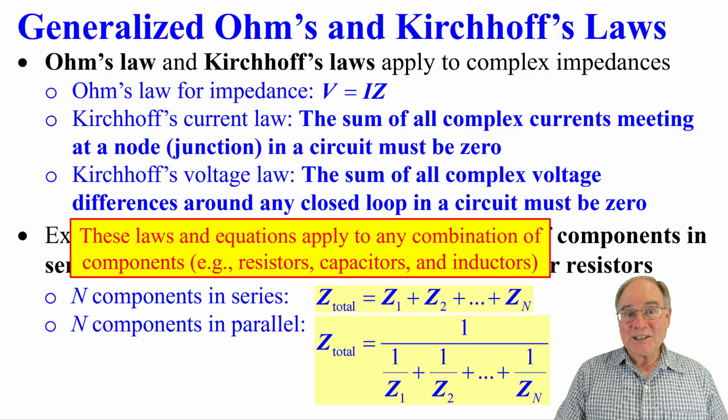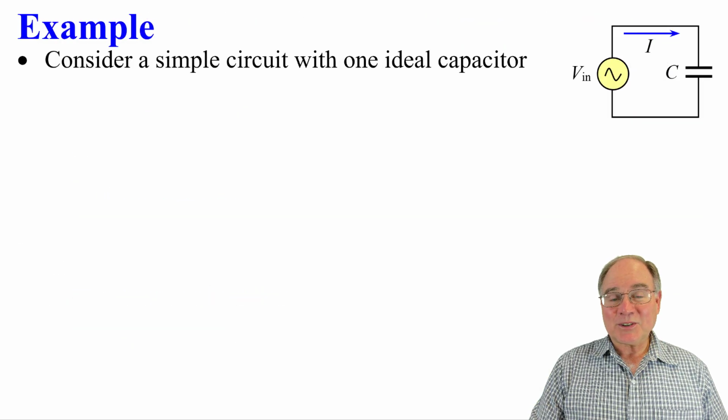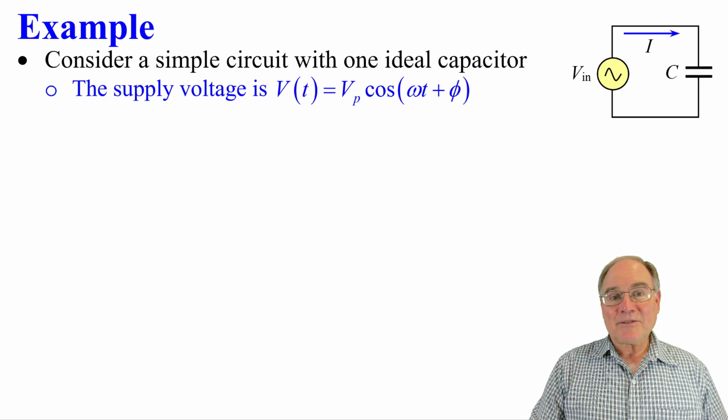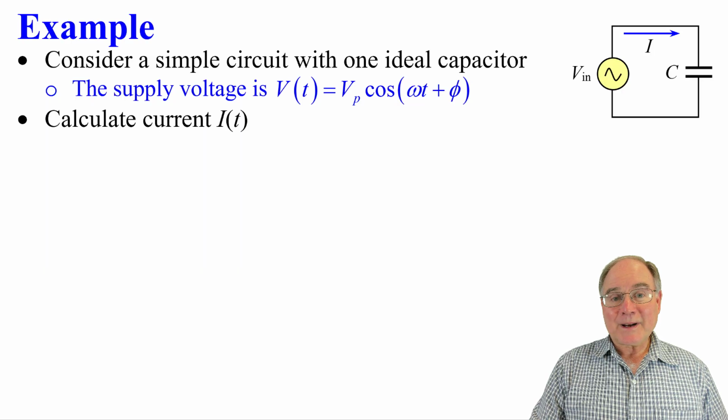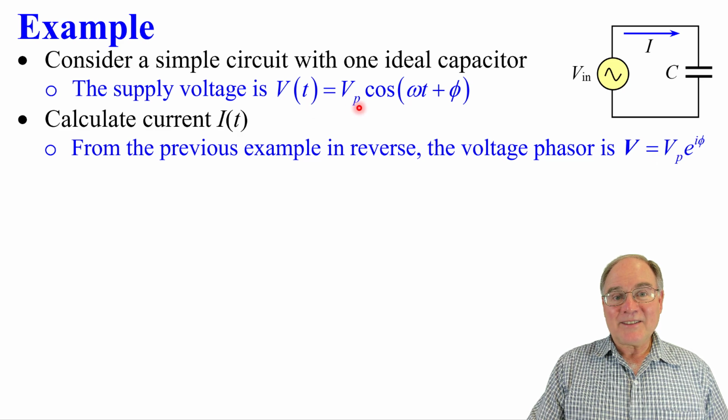But these laws and equations apply not just to resistors, but to any electronic component. For example, Z1 can be a resistor, Z2 a capacitor, and Z3 an inductor, and these equations will still hold. This will be very useful. Let's do an example of a simple circuit with just a capacitor. The supply voltage is what we showed before, and we want to calculate the physical current. We do the previous example in reverse, namely we started with this to derive this. Now we start with this, so we know that this is our voltage phasor.